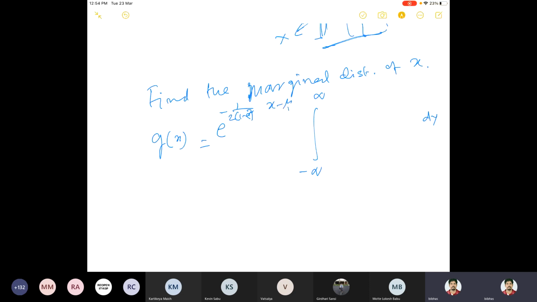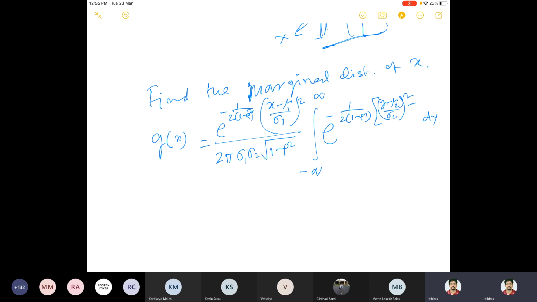And then x minus mu1 by sigma 1 whole square, and then this is 2 pi sigma 1 sigma 2 square root of 1 minus rho square, and then here you'll have all the terms involving y. So here we have 2 times 1 minus rho square, and then you have all the terms y minus mu2 by sigma 2 whole square, and minus 2 times rho times x minus mu1 by sigma 1 times y minus mu2 by sigma 2. Okay, and then it is dy.